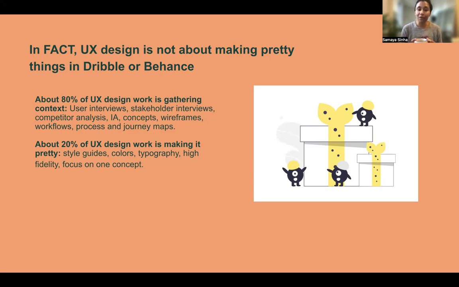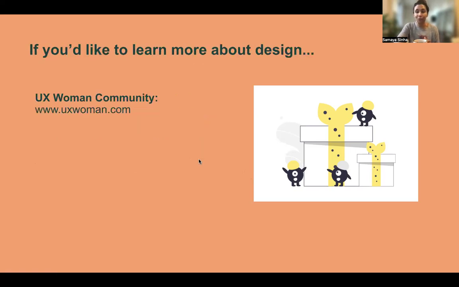The truth is that 80%, if not 90% of design work is actually context, gathering context from user interviews, stakeholder interviews, competitor analysis, information architectures, concepts, wireframes, workflows, process and journey maps. It's actually the behind the scenes iteration on the architecture. And then that last 20%, if not 10%, is making the design look really pretty and thinking about style guides, colors, typography, and the high fidelity focus on one concept. But most of that creative work is super messy and super behind the scenes and not the pretty things you see in Dribbble, Behance, or vibe coding right now.